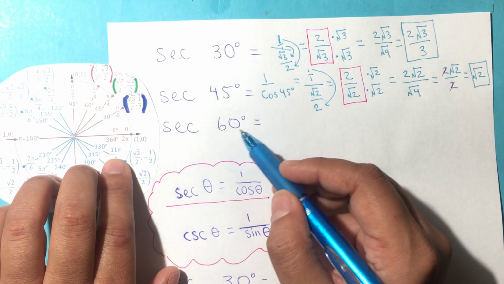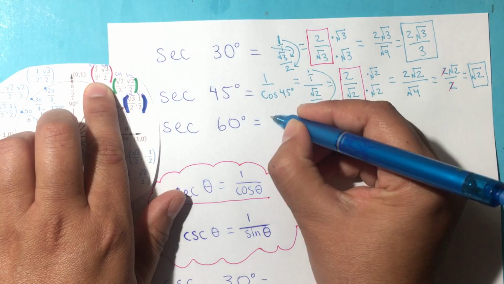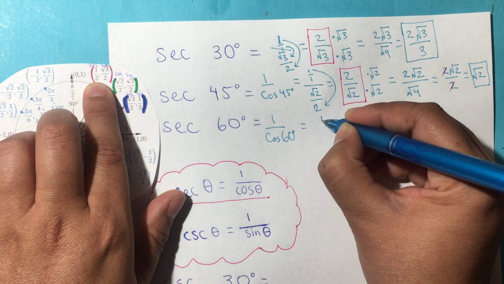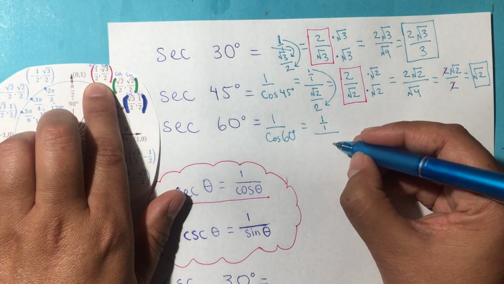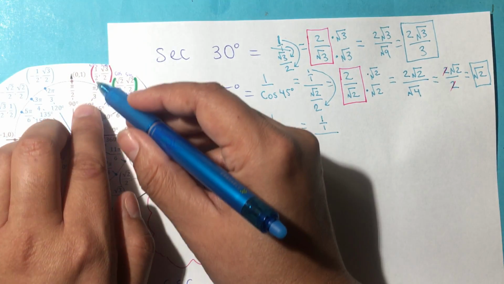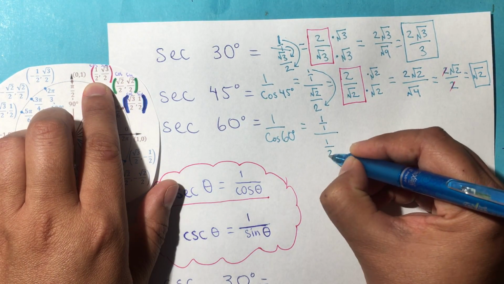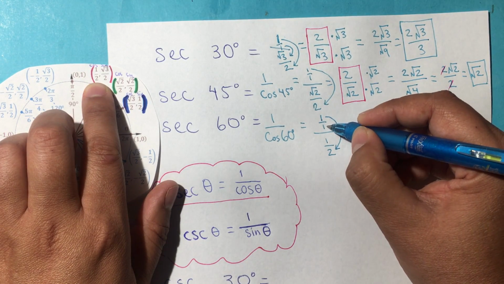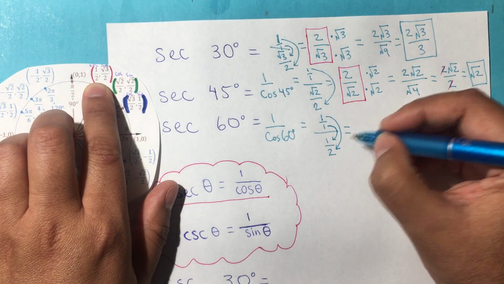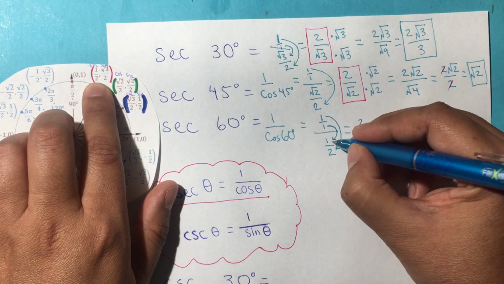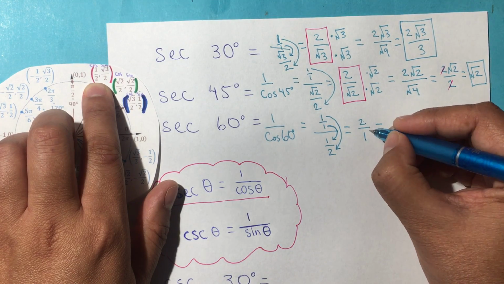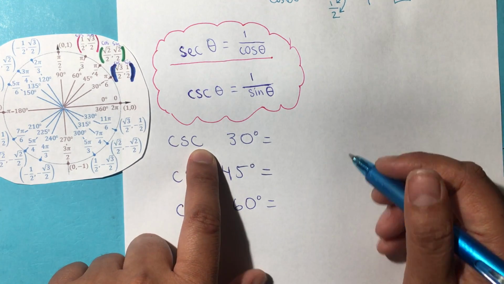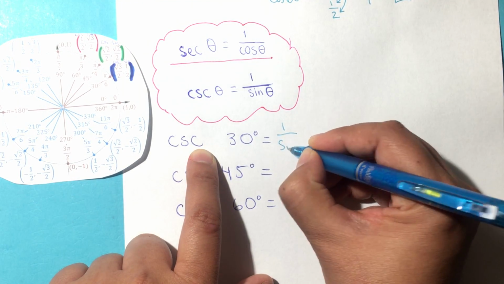For the next one, secant of 60 degrees is right here. Again, it is 1 divided by the cosine of that same angle. I'm just going to write it as 1 over 1 divided by cosine of 60. The cosine is always the first value, the x value. So outer values and inner values. 1 times 2 is 2. 1 times 1 is 1. And 2 divided by 1 is 2. And that's my answer.